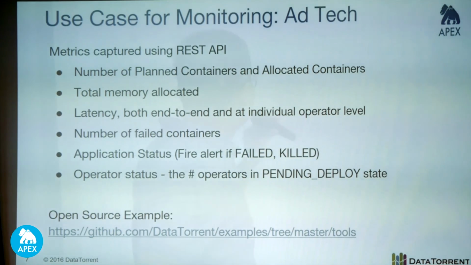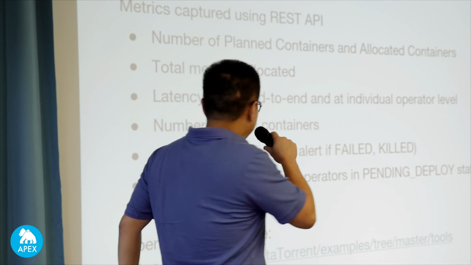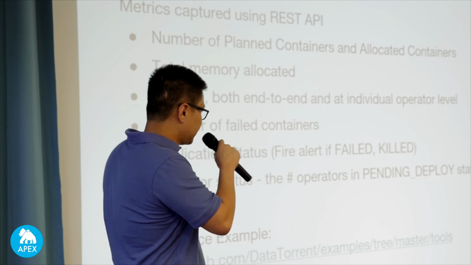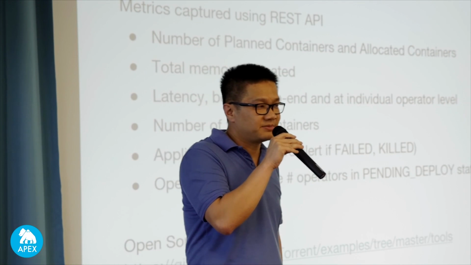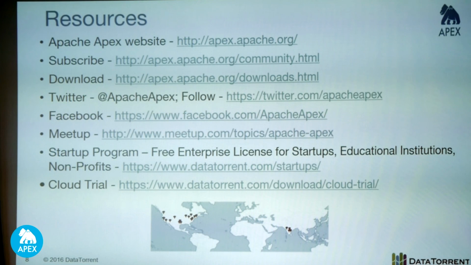All this is proprietary because it's actually written by the customer. But we have an open source example. It's a very, very simple Python example that makes use of the REST API of dtGateway. Basically what it does is it takes an application name as an argument and it fires an alert if the application is not running. So with that, here are the resources of Apache Apex, and I can take any questions.